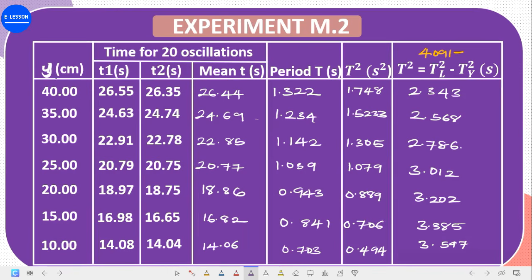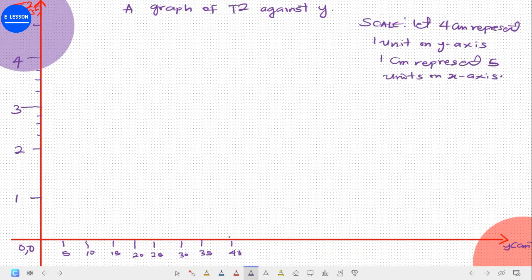Why this one is on the what? X axis. So you have 2.343, and then it was 40. So when x is 40, this one is 2.43. So you come back and say 40, 2.43. Are you getting it? So we take it here.